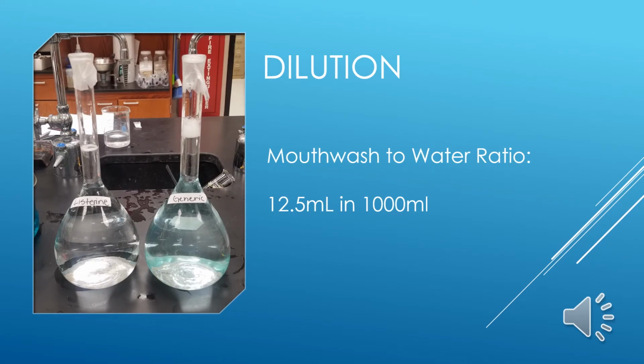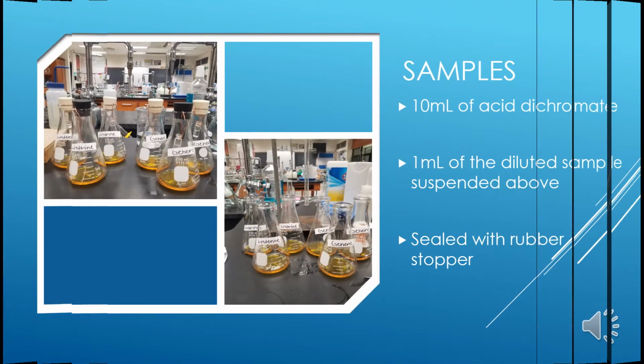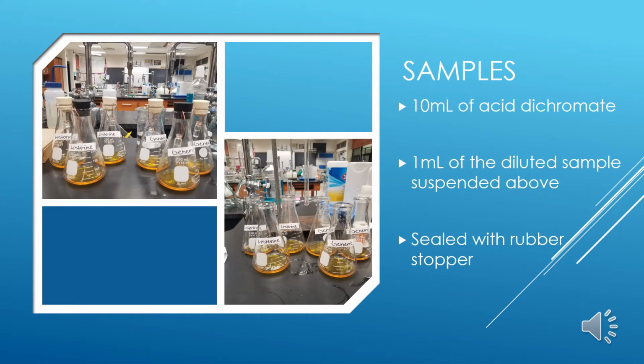Next, I analyzed the amount of alcohol in each mouthwash sample. To do this, I first diluted each sample in 1,000 milliliters of distilled water. I then added 10 milliliters of acid dichromate to 6 flasks, 3 for each sample, and suspended 1 milliliter of the diluted sample above, sealing it with a rubber stopper.